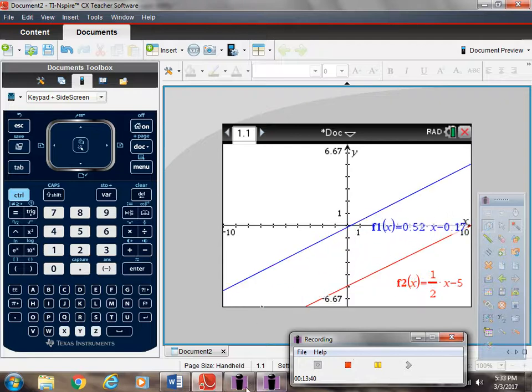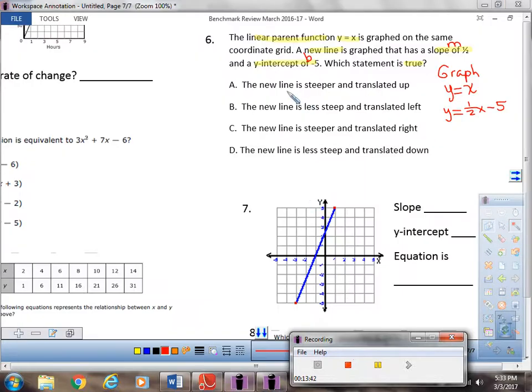Okay. So let's look for that answer choice. Here it said it got steeper. Okay, that's out. Less steep translated left. No. New line is steeper and translated right. No. Less steep translated down. There it is. So this made it translate down, and then the slope made it be less steep. Okay. Alright, so again, when in doubt, graph it out.